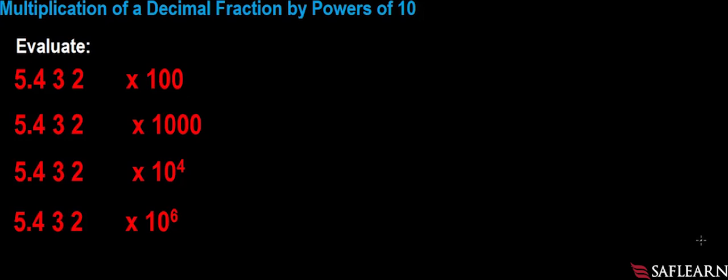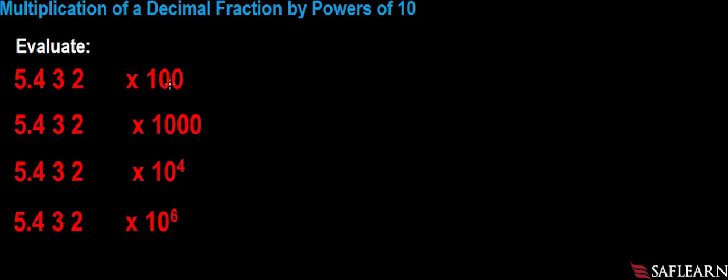In this video, we are going to consider examples of how to multiply decimal fractions by powers of 10. Now here we have some examples. Evaluate 5.432 times 100 and so on. In our last video, we discovered a pattern, if you like call it a formula, that makes multiplying decimal fractions by powers of 10 very simple and straightforward.